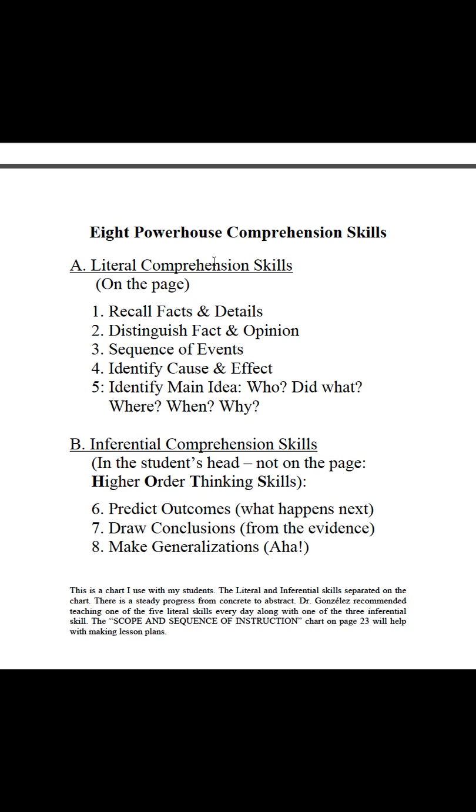And drawing conclusions is similar, but here you tell why. And let me back up. Predicting outcome, you take one finger, touch your forehead, and then you just move it away from your head. What's going to happen next? Drawing conclusions, you touch your forehead, because these are in your head, not on the page. And then you move your hand away from your head in a circling motion, okay?